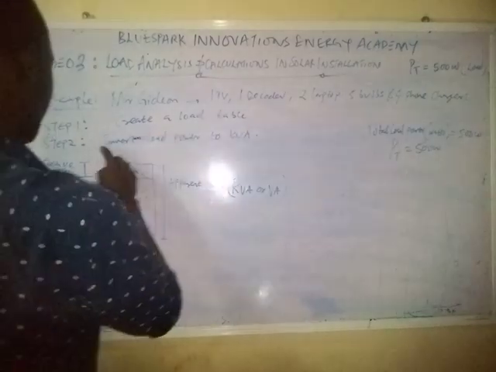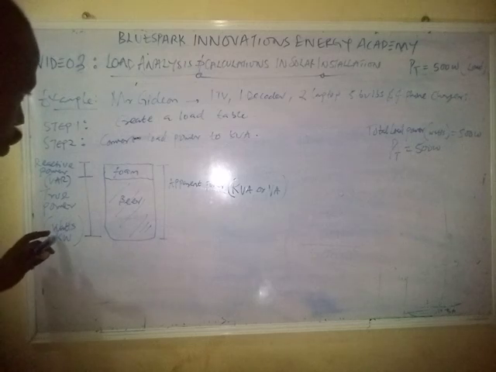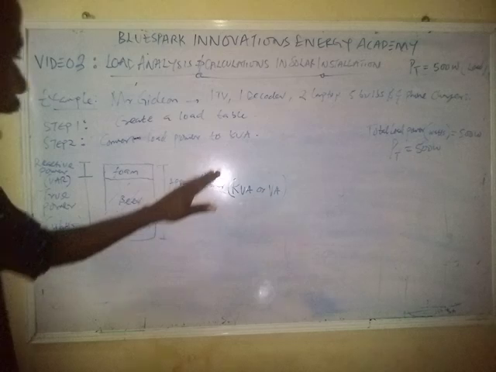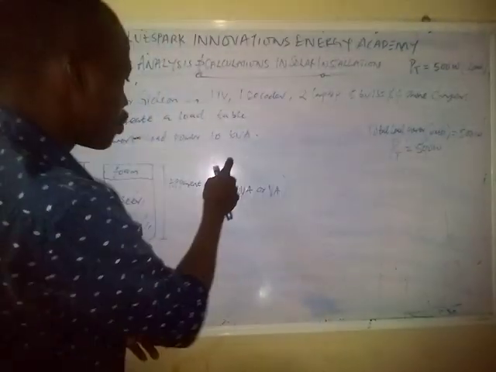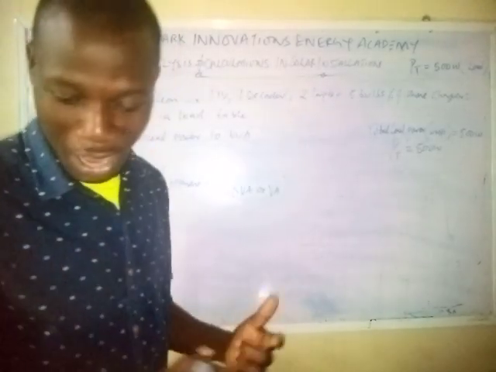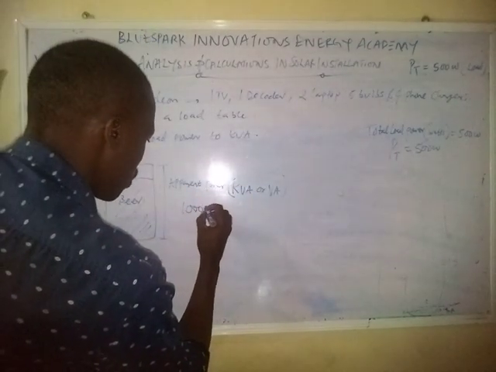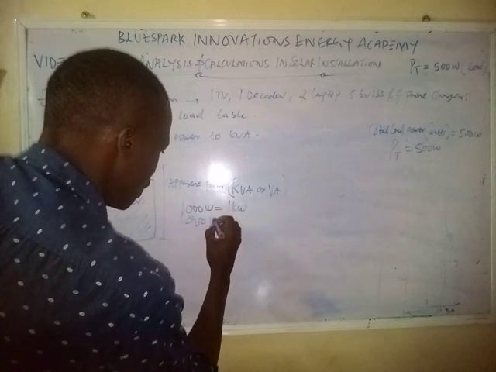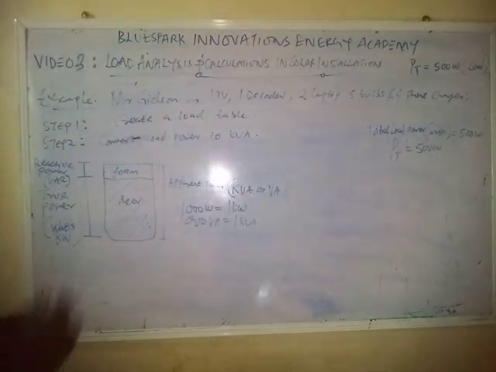So we need to convert this load 500 watts to what? To kVA. To compare it, to be able to know the value or the size of the inverter that we are going to use to carry this load. Am I making sense? I hope you get me. Now, remember this. 1000 watts will give you 1 kilowatt, and 1000 VA will give you 1 kVA. K stands for kilo, which is 1000.